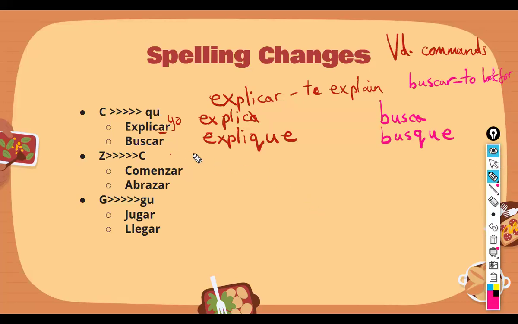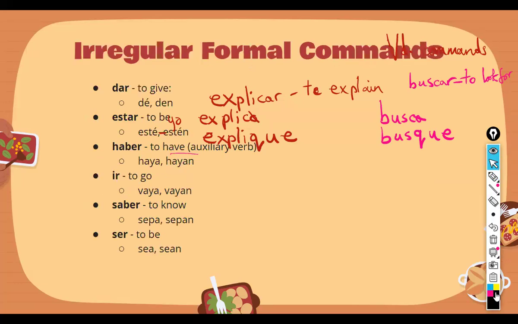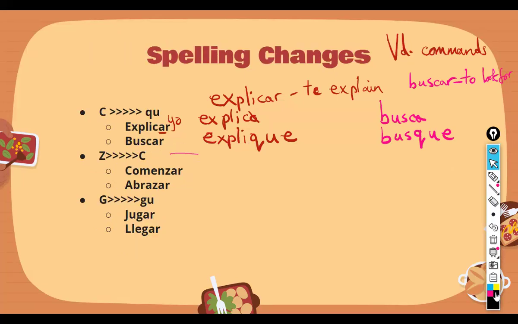Something similar happens with verbs with Z at the end of the stem and verbs with G at the end of the stem. So I'm going to do all and then give you time to write them, right? We understand what is happening. This change is to preserve the sound of the consonant.